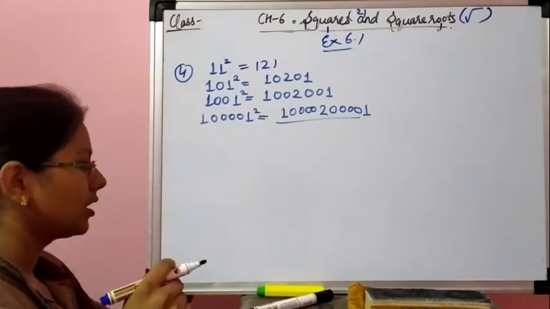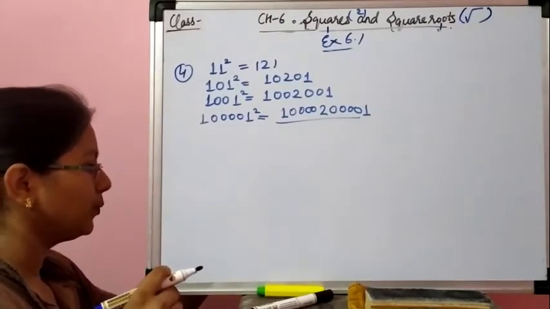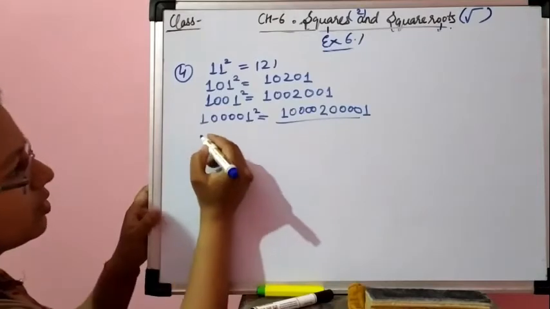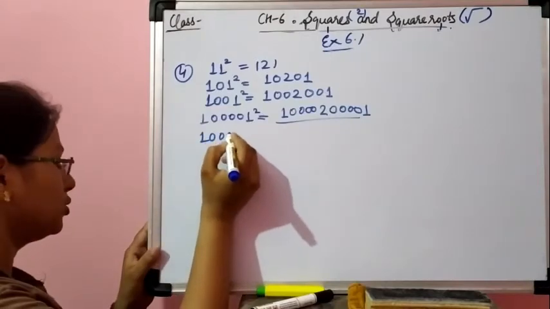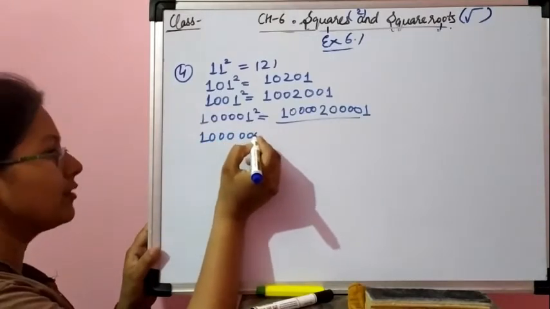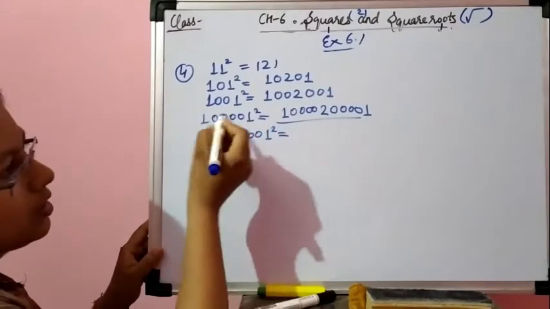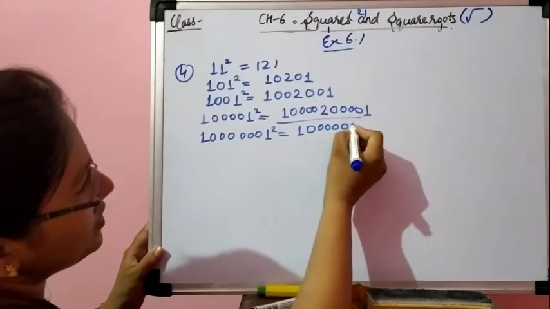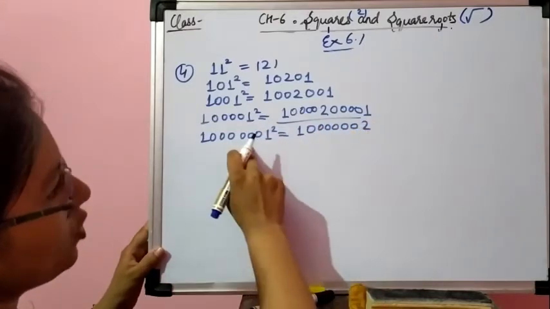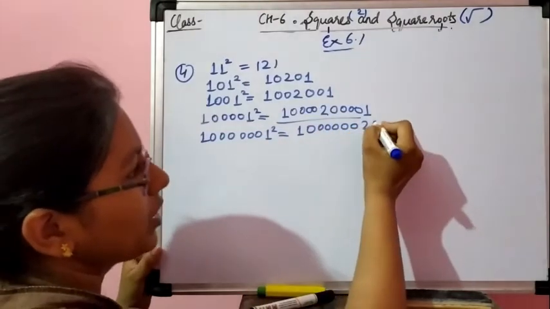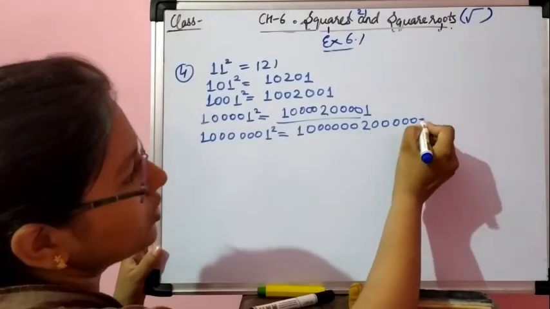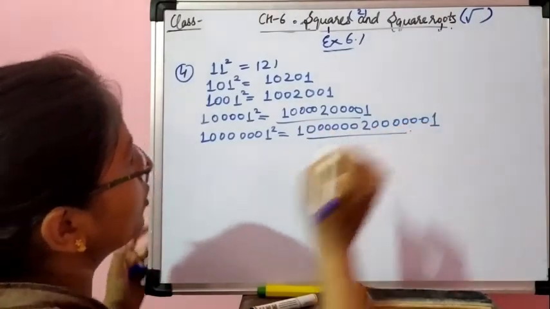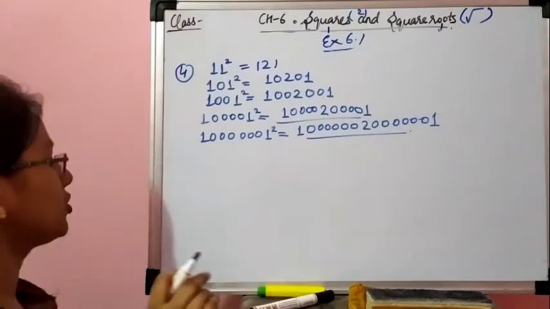And next, in that there are a total of 6 zeros: 1, 2, 3, 4, 5, 6, and then 1 square. So similarly the answer will be 1, then 6 zeros in between, then 2, then again 6 zeros, and it will end with 1. So this is the pattern for question number 4.